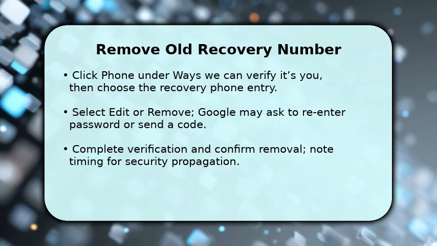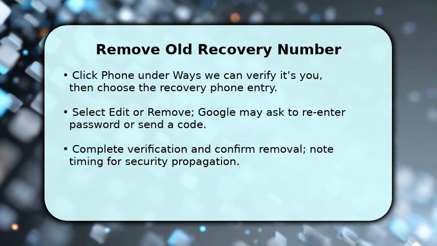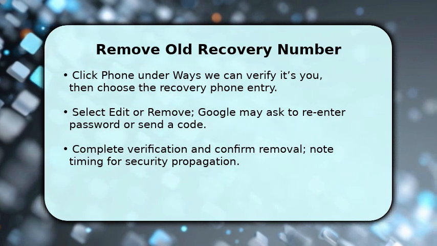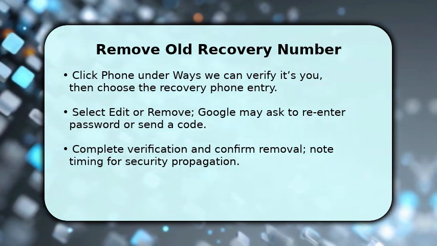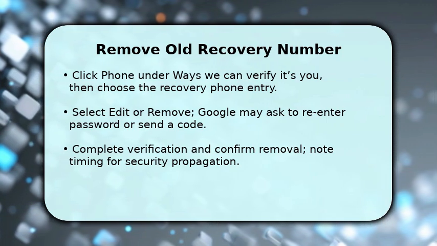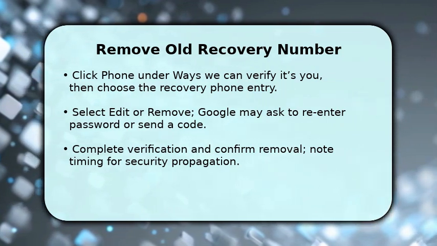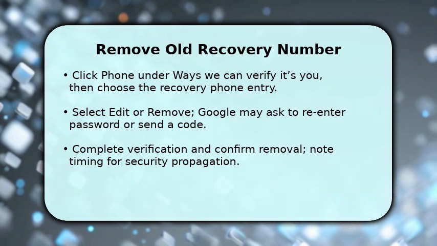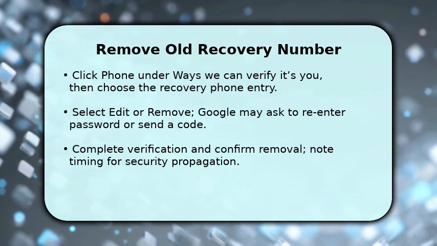You now locate the phone or recovery phone entry and tap Edit or Remove. Google will require re-entering your password and often sends a verification code to your current 2SV method. Follow the prompts, enter the code, and choose Remove to delete the previous recovery number.